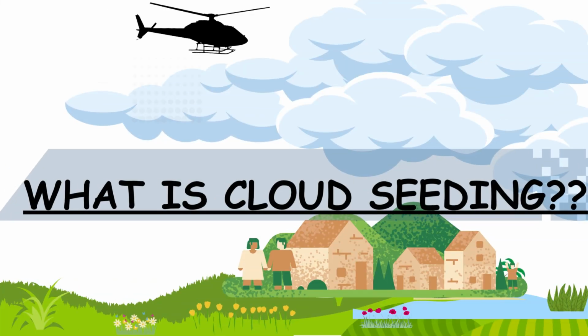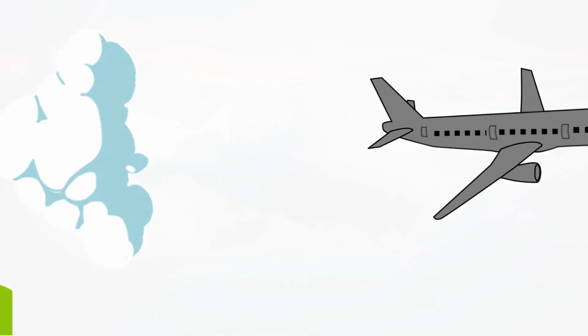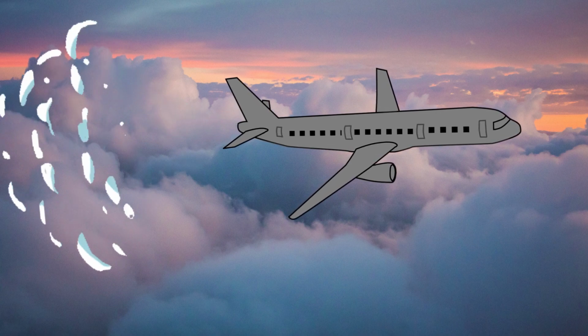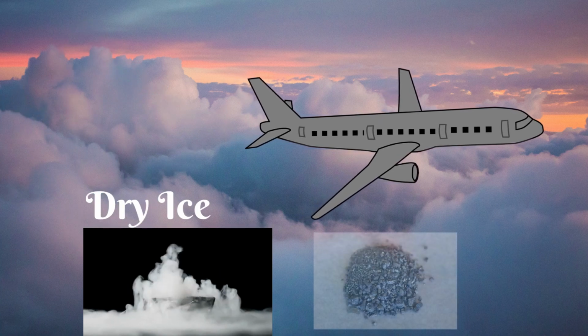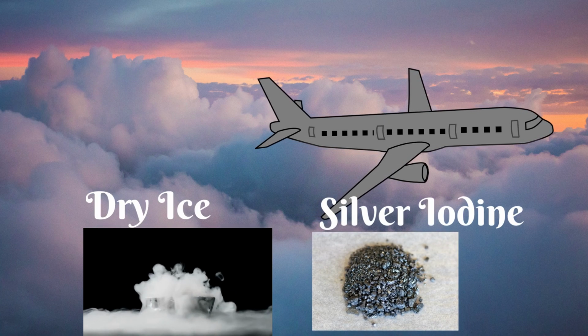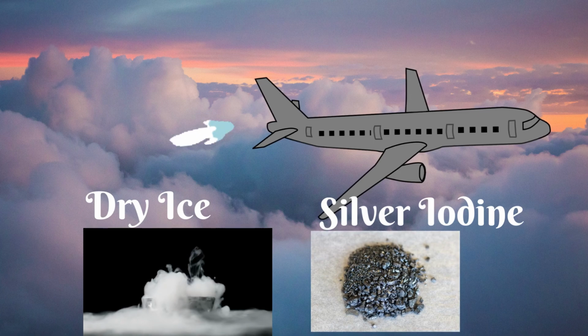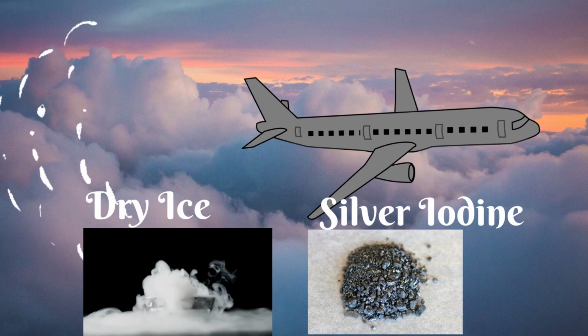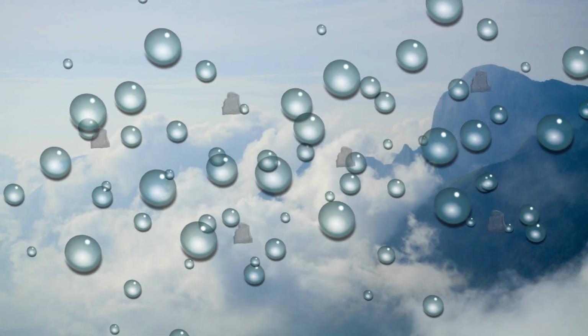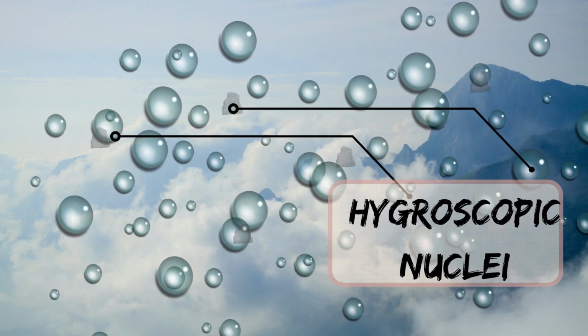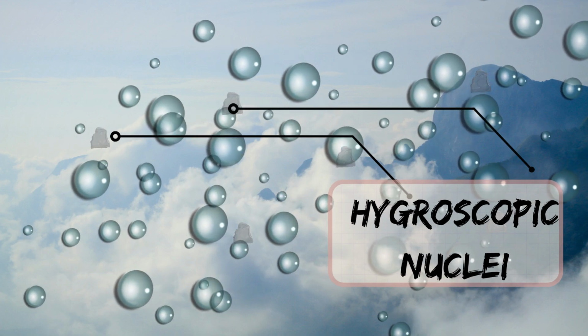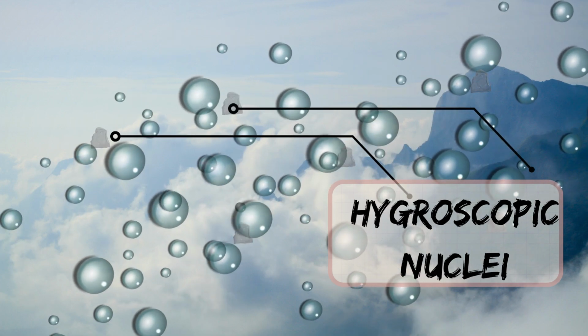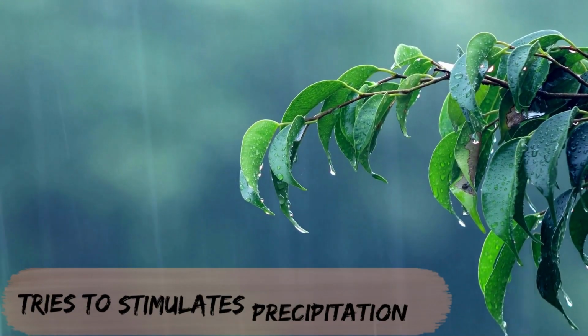Let's understand what cloud seeding is, how it works, and its merits and challenges. Cloud seeding involves spreading either dry ice or silver iodide into the upper part of a cloud using aerial vehicles such as planes and drones. These particles sprayed in the upper atmosphere act as hygroscopic nuclei around which water droplets join, condense and grow, which tries to simulate the precipitation process.